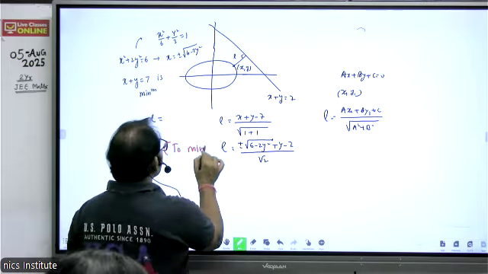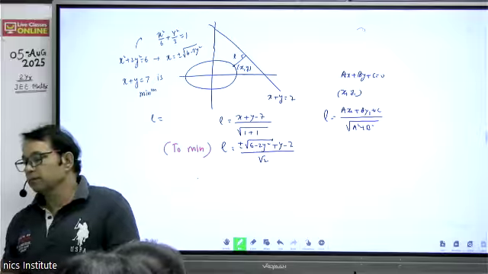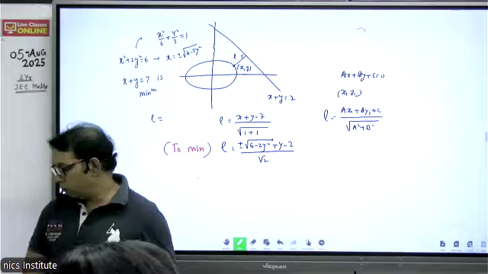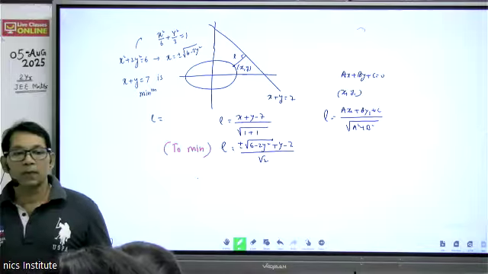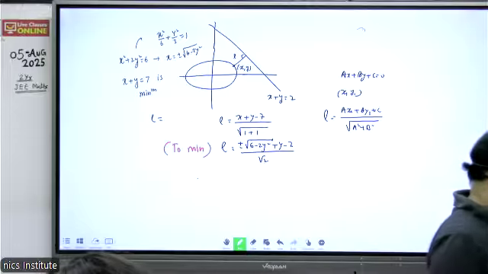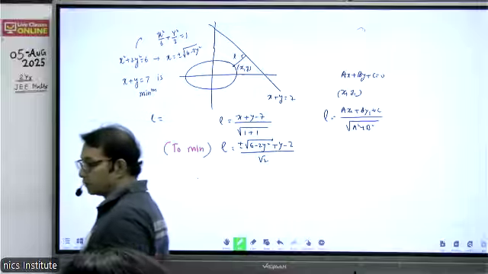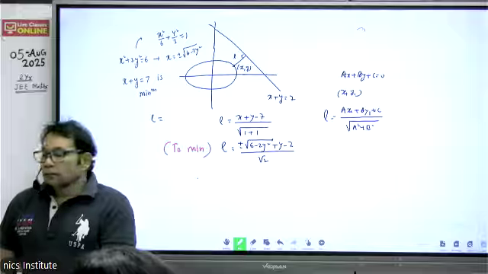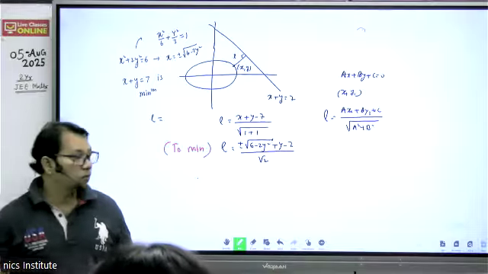Whenever I have to minimize or maximize a function, you differentiate it and equate it to 0. So differentiate L with respect to y and then equate it to 0, get the points, the coordinates of the points. Find dL by dy, equate it to 0.